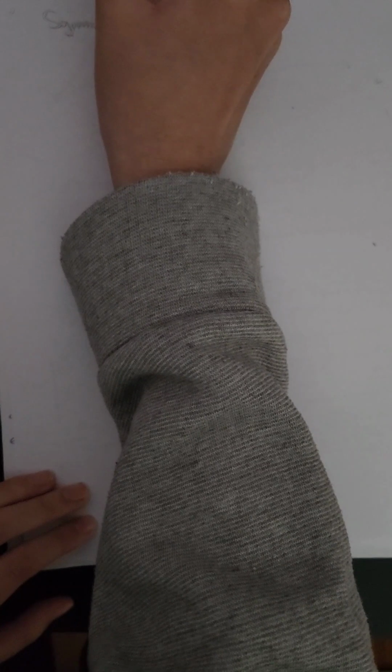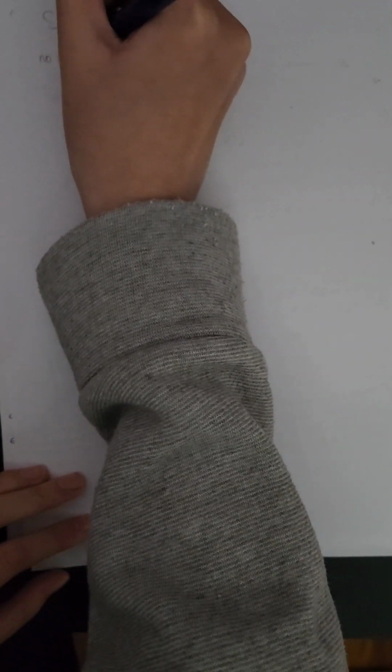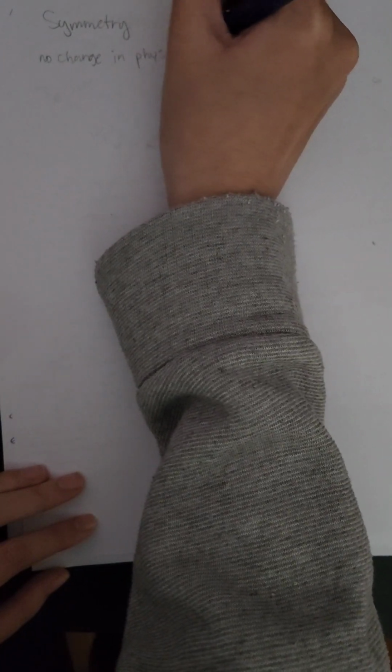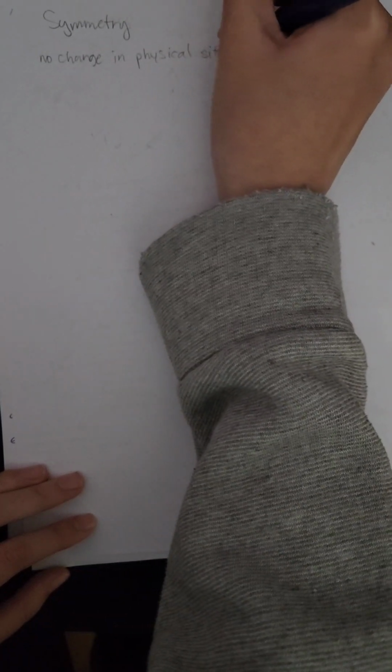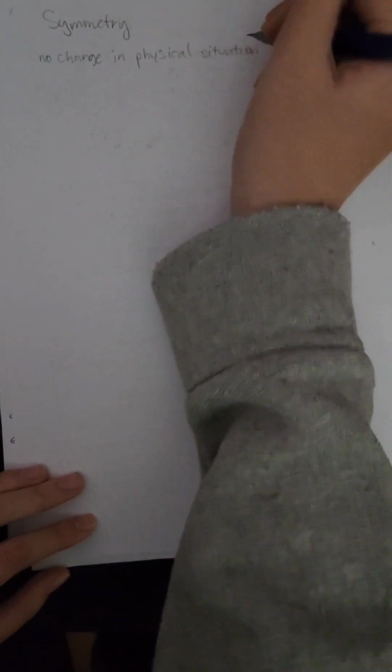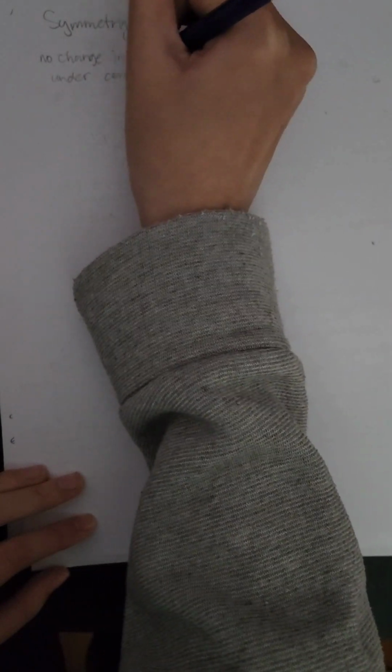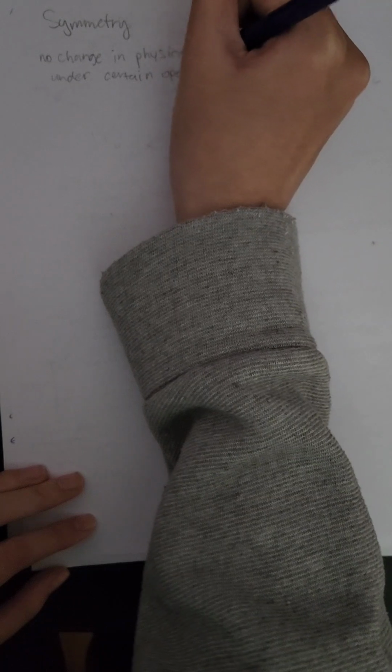But what about in physics? So in physics, the definition of symmetry is having no change in physical situation under certain operations. So what do I mean by that?